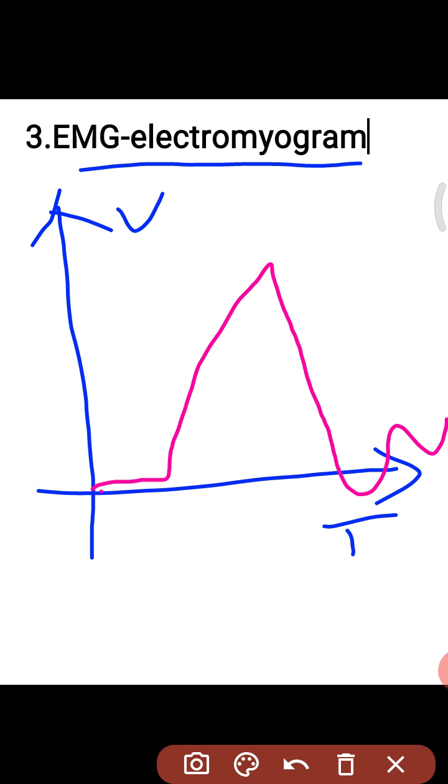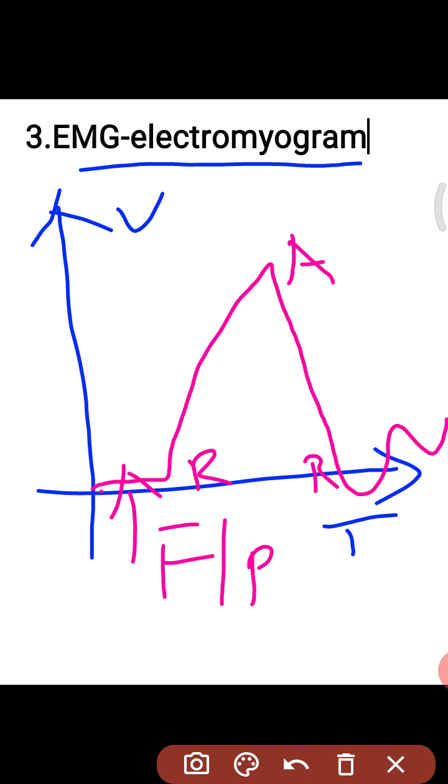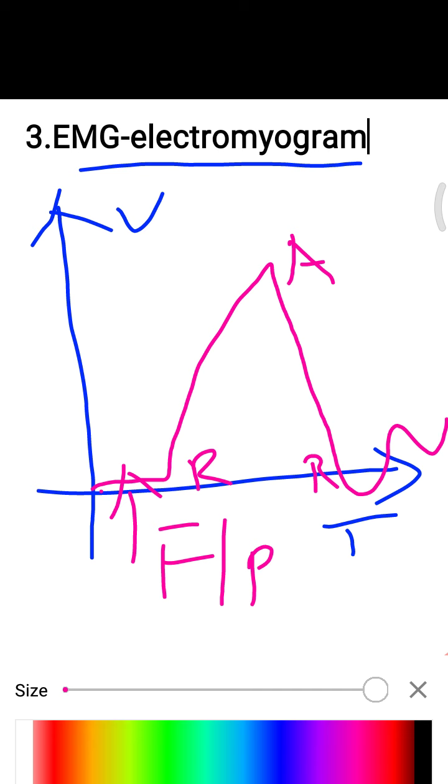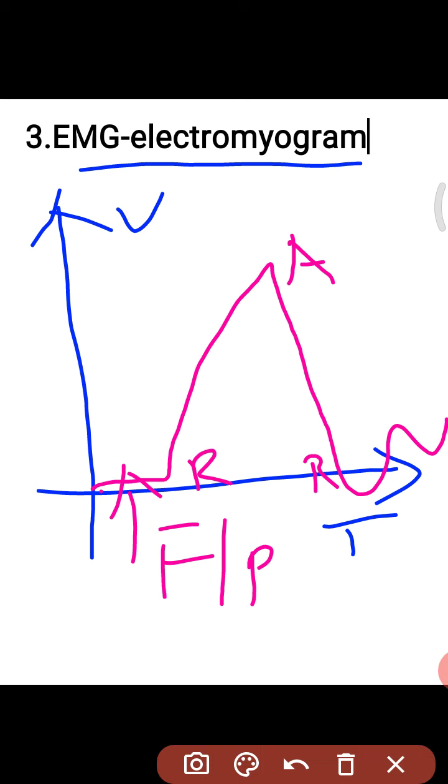This is your resting condition, this is your action potential, and again it comes back to the resting position. When some force or pressure is applied onto the human muscle, the waveform rises in amplitude and again comes back to its original position. This is the typical waveform of the electromyogram.